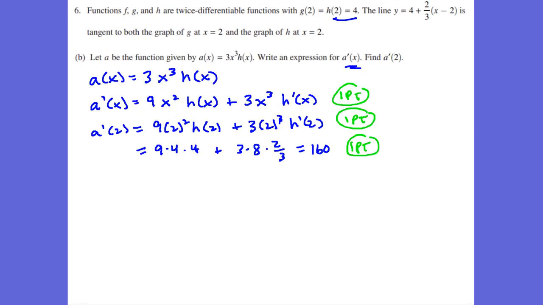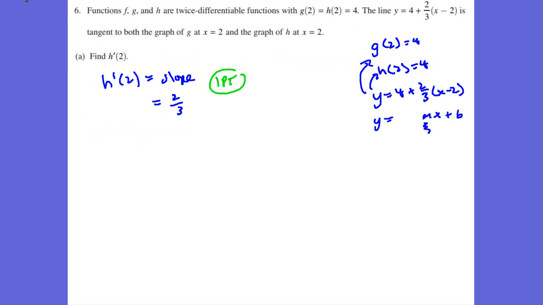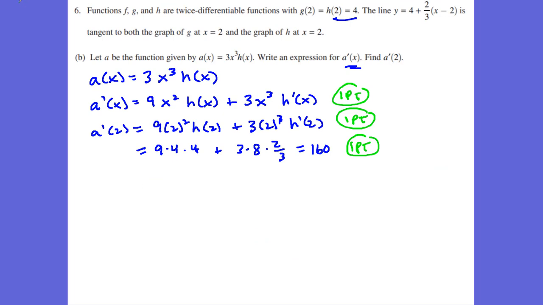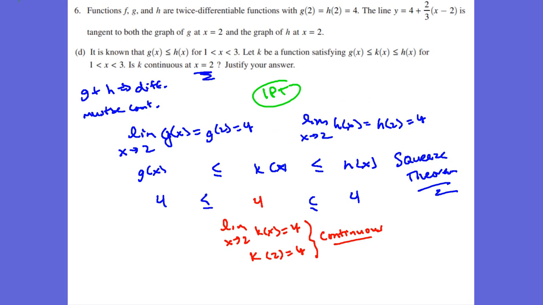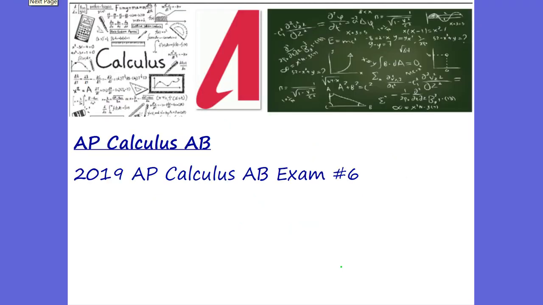So we have problem number 6, 1 point for A, 2, 3, 4 points total for B, 5, 6, 7, 8 points, and then the 9th point for D. This was the 2019 AP Calculus AB exam number 6.